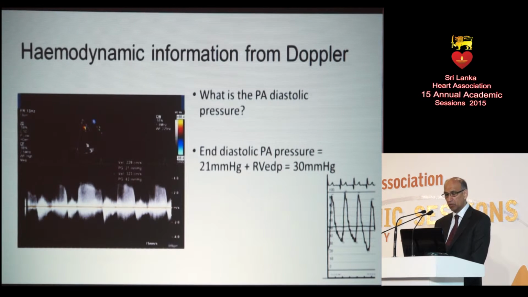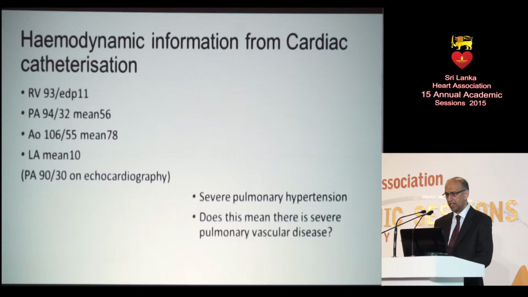So again, applying the usual formula of 4 times velocity squared, and this time adding the right ventricular end diastolic pressure, we get an estimated pulmonary artery pressure of 30 millimeters mercury. So this person does have severe pulmonary hypertension. So we now need to move on to cardiac catheterization to get more robust data, perhaps, on these pressures.